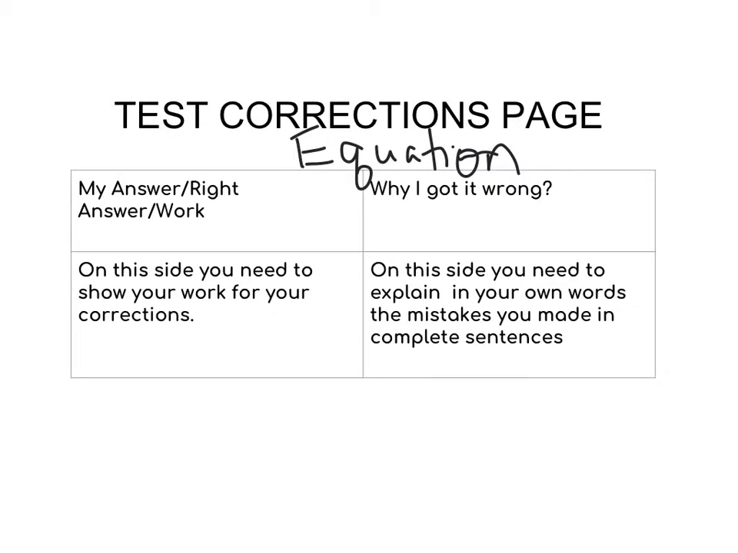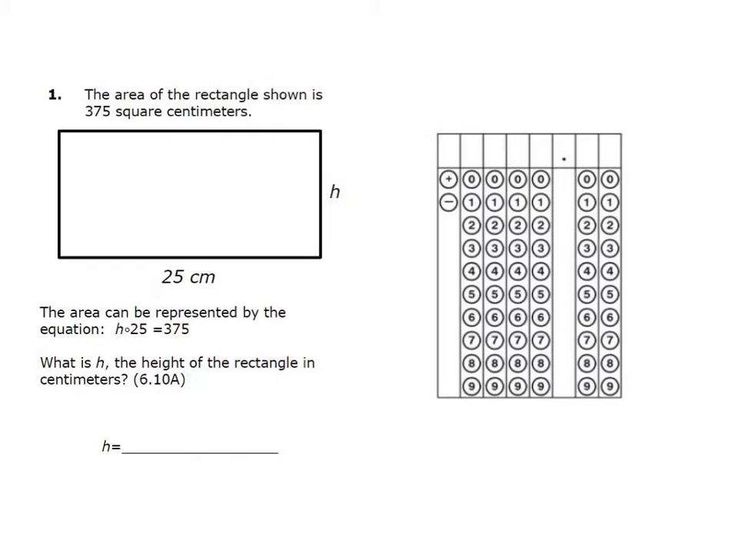And on this side, you're going to be showing all the work that you're doing, what you had answered, and then the correct answer. And then on the other side, why I got it wrong, then this side you're going to write in your own words the mistakes you made in complete sentences. So go ahead and turn off the video so you'll be able to separate those two columns and write the headers on them and then come back to the video.